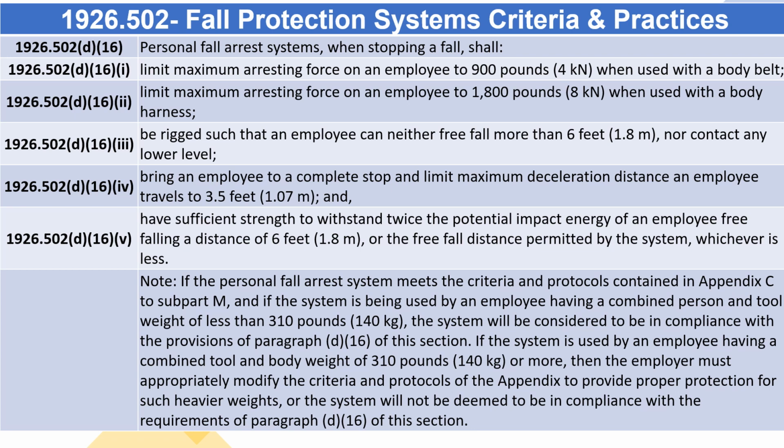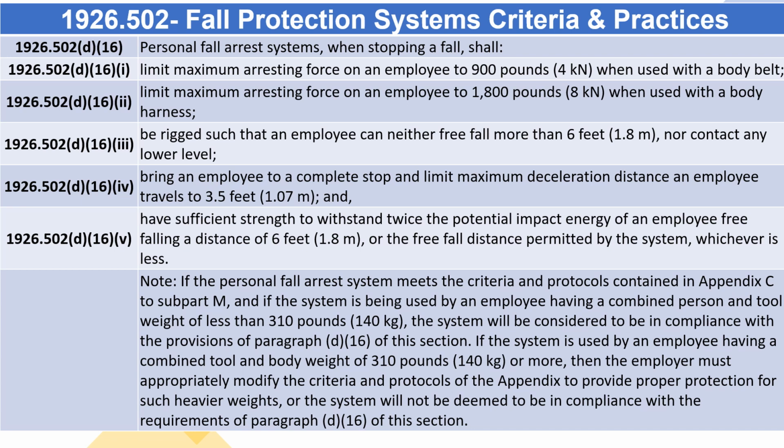1926.502(d)(16)(i) Limit maximum arresting force on an employee to 900 pounds, 4 kilonewtons, when used with a body belt. (ii) Limit maximum arresting force on an employee to 1,800 pounds, 8 kilonewtons, when used with a body harness.